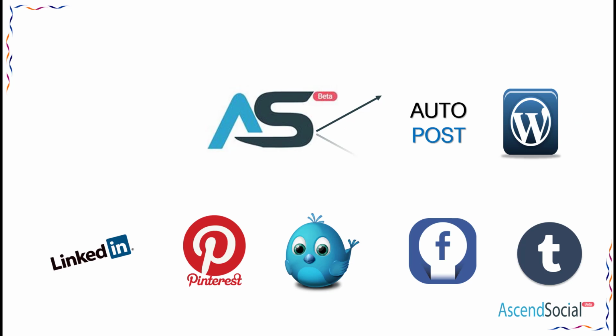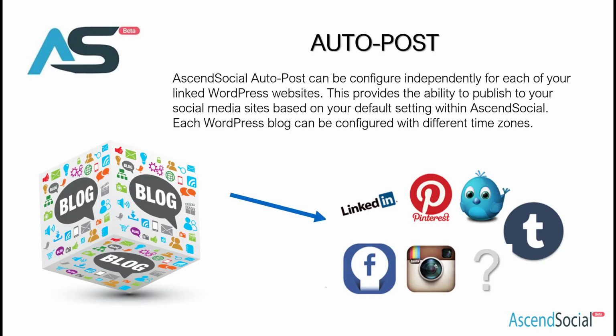Auto post is actually taking posts from your WordPress site and posting them out to LinkedIn, Pinterest, Twitter, Facebook, and Tumblr. So let's look a little further and see how this actually works. As you can see here, the auto post can be configured independently for each of your linked WordPress websites. This provides the ability to publish to your social media sites based on your default settings within AscendSocial. Each WordPress blog can be configured with different time zones.